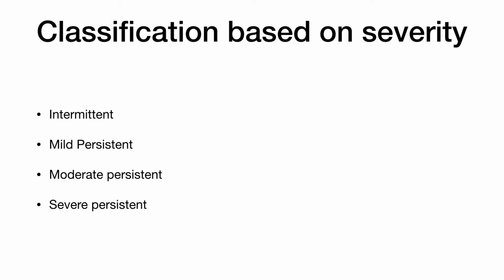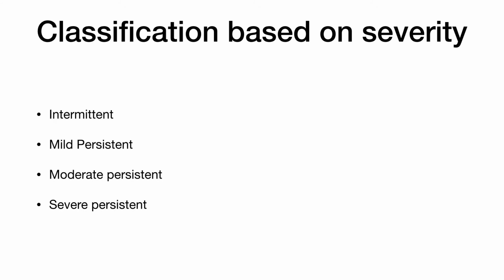Classifications based on severity: we have the intermittent asthma, mild persistent asthma, moderate persistent, and the severe persistent. In intermittent asthma, the symptoms occur less than 2 times per week and there is no interference with their daily life. The use of short-acting beta agonists is limited to less than 2 times per week. Mild persistent asthma, the symptoms occur more than 2 times per week. There is a minor limitation in daily life. The use of short-acting beta agonists is more than twice a week.